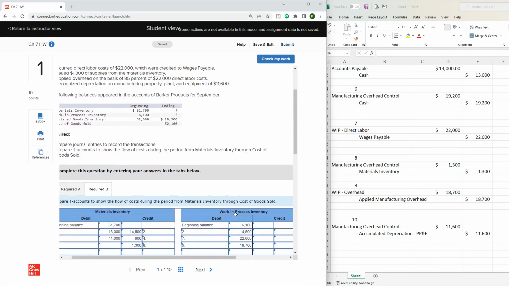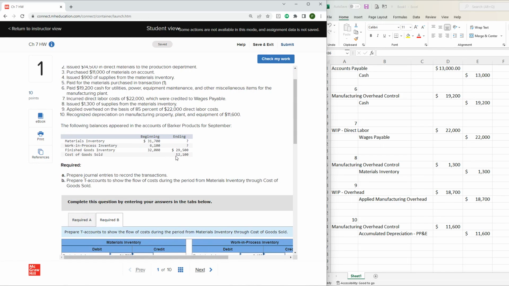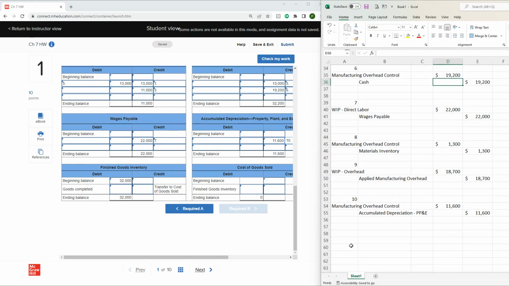So that means that you must have taken $52,100 worth of finished goods out of the finished goods inventory. So remember that cost of goods sold is an expense and finished goods inventory is an asset. So when we record this, the entry should have looked like a cost of goods sold debit of $52,100, and finished goods inventory was credited for $52,100. So let's put that into our T accounts.